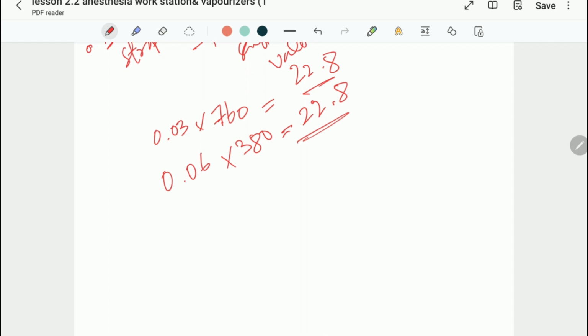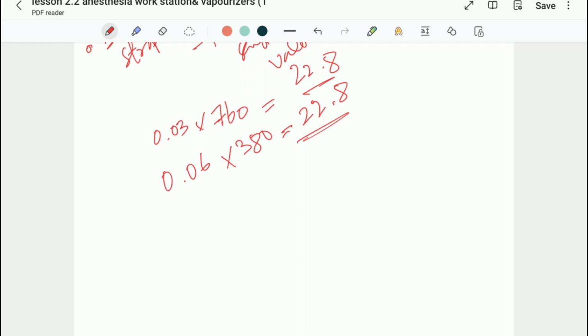So for these vaporizers, you do not need to adjust the dial setting at altitude because the desired anesthetic effect is achieved by the constant partial pressure. But this is different for the measured flow vaporizer, that is the desflurane TEC 6 vaporizer.